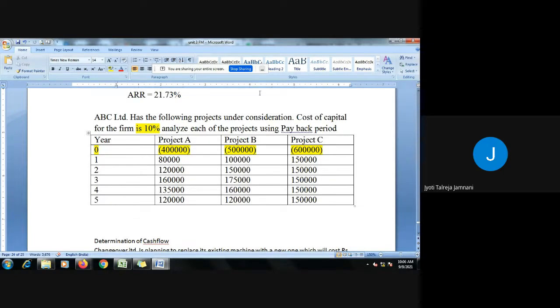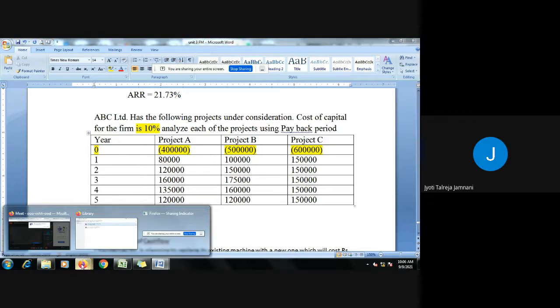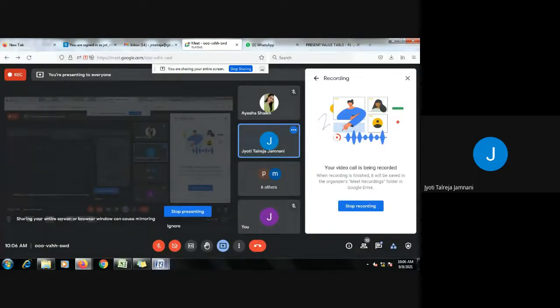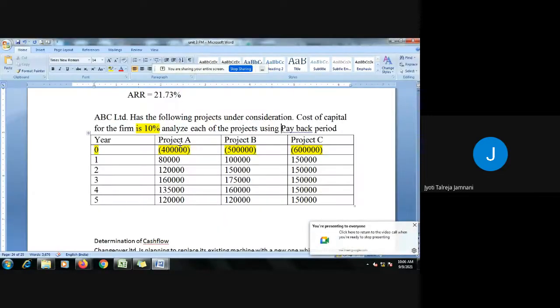APC Limited has the following projects under consideration. Cost of capital of the firm is 10%. Analyze each of the projects using payback period. Here we are not interested in this cost of capital of 10% because they have not asked for the discounted payback period. They've just asked for the payback period. So we just have to take the cash flows directly and find the payback period. We don't need the present value of cash flows.